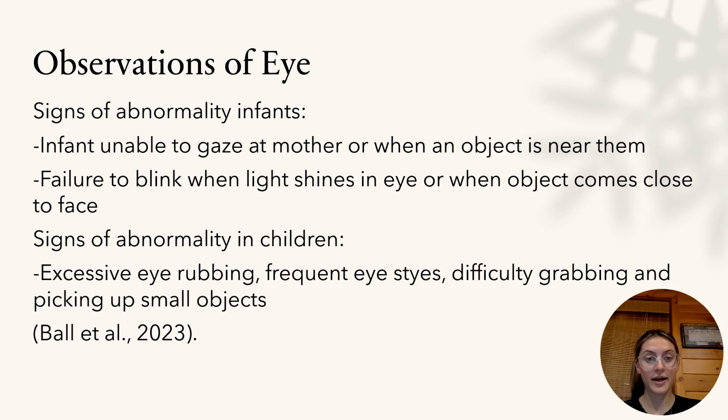Observations of the eye. Signs of abnormalities in infants. So if the infant is unable to gaze at the mother or when an object is near them, that is a red flag. If they fail to blink when a light shines in their eye or when an object comes close to their face. And then some signs of abnormalities in children would be if they are excessively rubbing their eyes, getting frequent eye styes, difficulty grabbing and picking up small objects. These are all things that require a further evaluation.